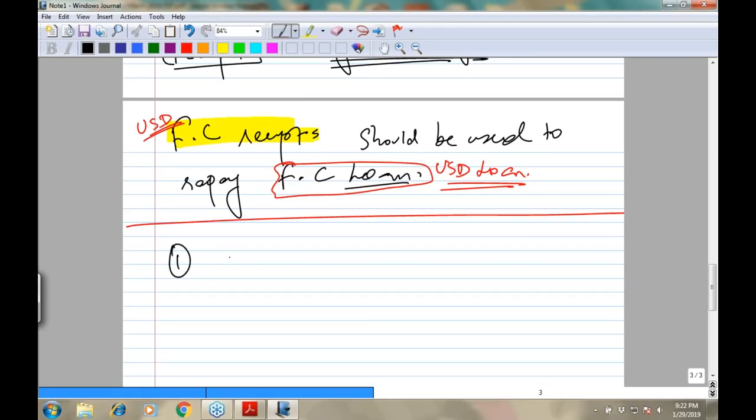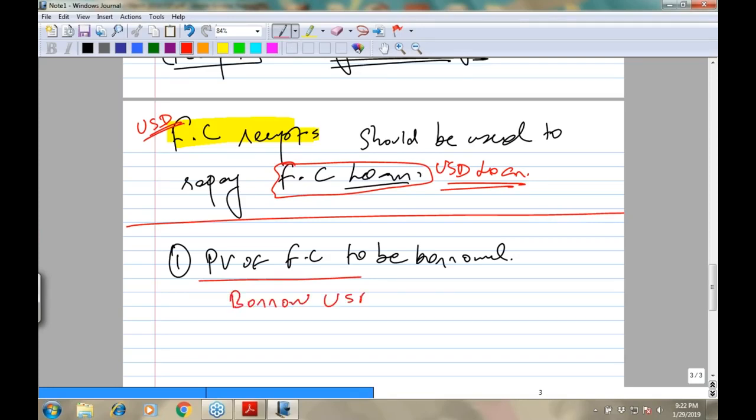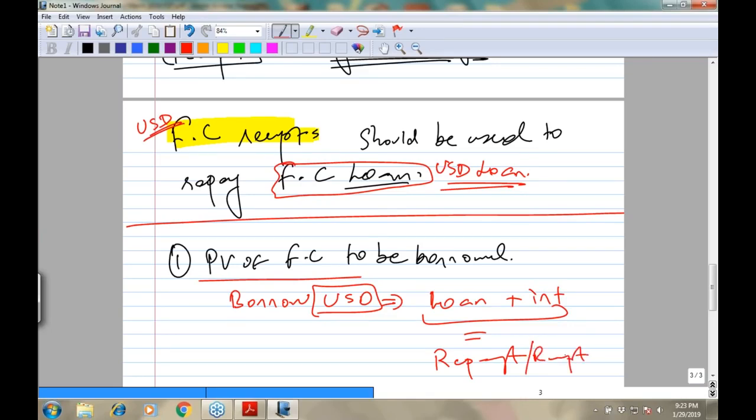First of all, you need to establish the present value of foreign currency to be borrowed. What exactly do we mean by that? First of all, we need to borrow USD. The amount of USD should be such that the loan amount plus the interest on it should equal the repayment, or the receipt amount.